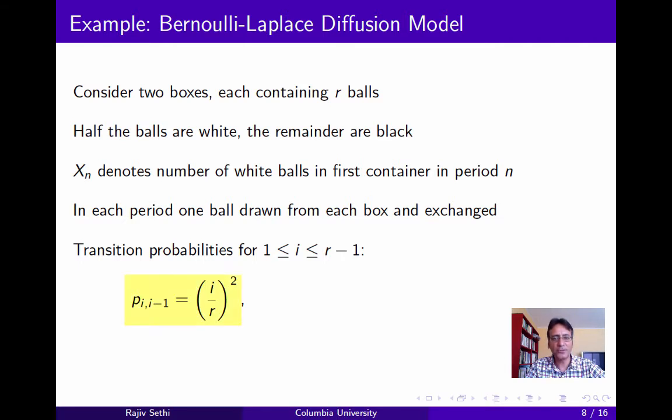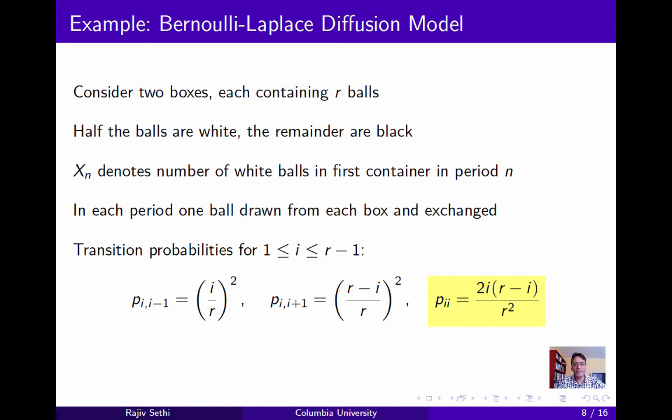Now the probability that you'll go from state I to state I minus 1 is shown on the slide. This is just the probability that you'll draw a white ball from the first container and a black ball from the second container and switch them. And similarly, we can obtain the probability of going from state I to state I plus 1, and the probability of remaining in state I, and Pij is equal to 0 otherwise. Now this is true for I between 1 and r minus 1, and you can easily verify that if you start from a boundary, you'll move away from the boundary with probability 1.